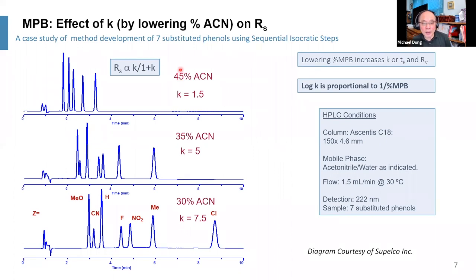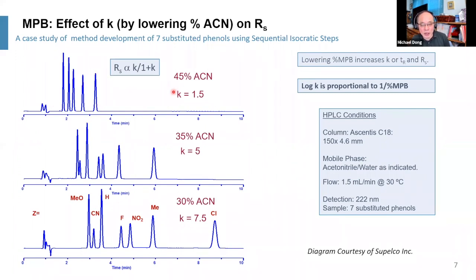Now you keep dropping the mobile phase strength down to 45% acetonitrile. For this particular sample, which consists of 7 substituted phenols, I actually weighed 7 phenols into this mixture, right? So I expect to see 7 peaks. At 45% acetonitrile, I have 5 peaks, right? So I know I'm getting better, but not good enough.